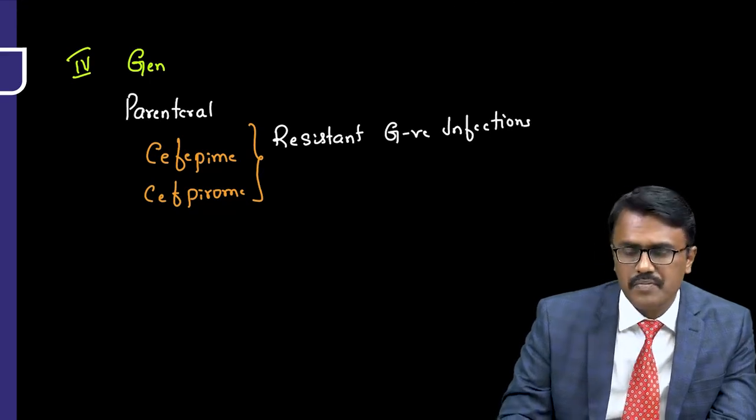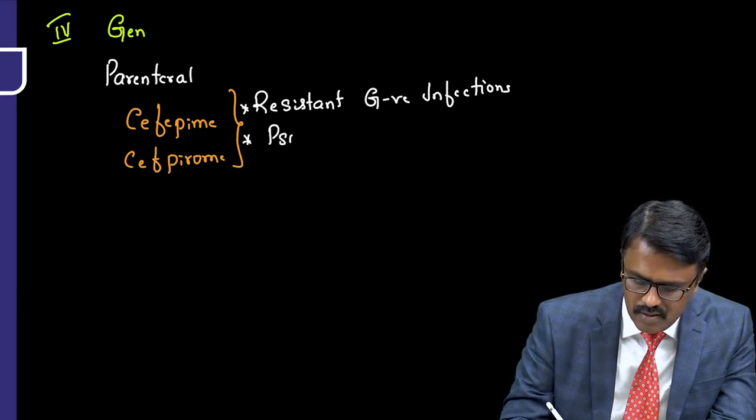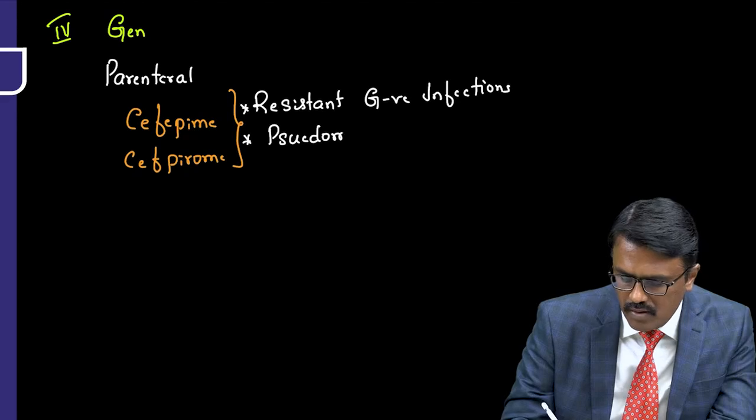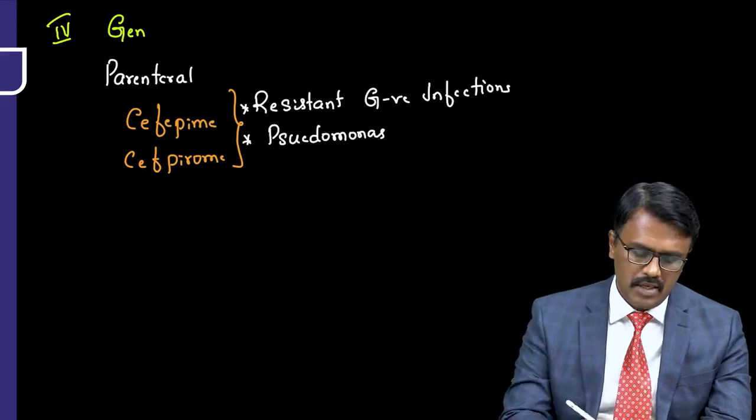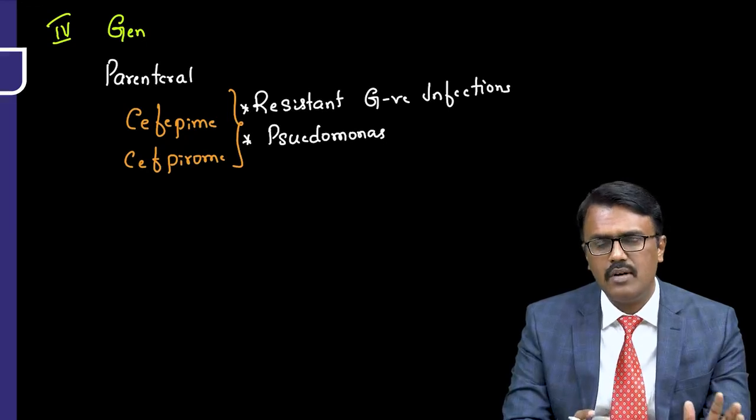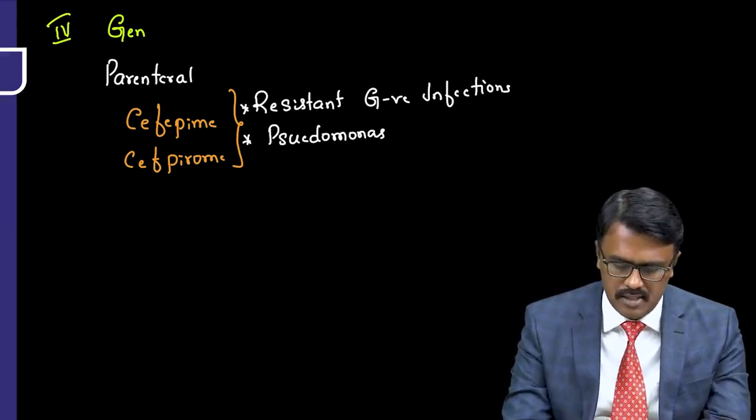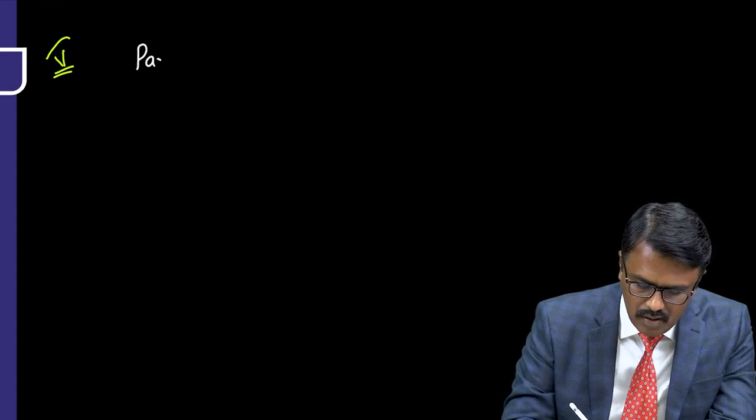Question number 2. Are they going to work on Pseudomonas? Yes. They can act on Pseudomonas. Very, very important point. So that is about the fourth generation. They are all given parenterally, and they are reserved drugs for resistant gram-negative infections. That's it. The last is the fifth generation cephalosporins. The fifth generation are also parenteral drugs. They are all given as IV injections.